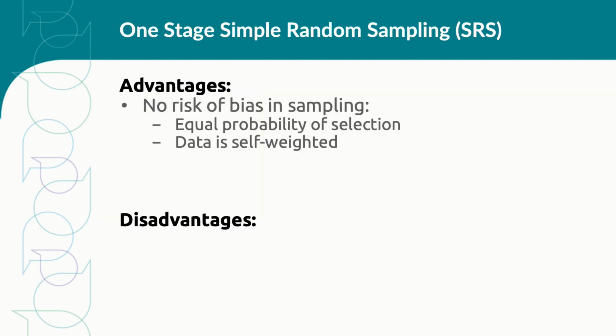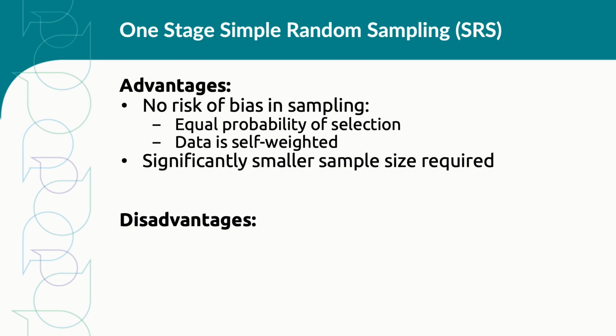Simple random sampling is advantageous because it removes all risk of bias from the sampling process. It is also relatively simple, as it often requires a smaller sample size. And the data is relatively easy to analyze, since sampling weights are not needed and advanced statistical knowledge is not required.